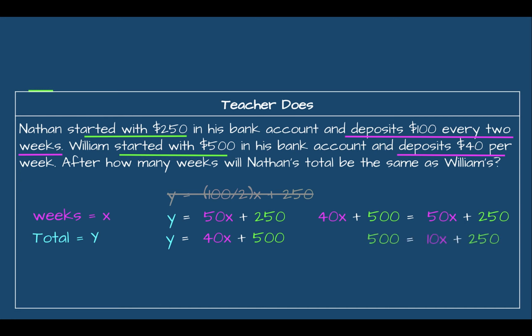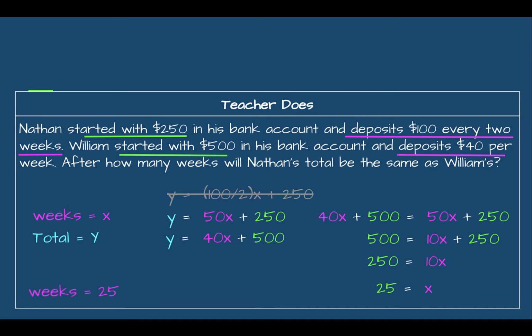First, let's subtract 40x from both sides. Then let's subtract 250 from both sides. Finally, dividing by 10, I get x equals 25. So, in this situation, we wanted to know how many weeks will they be the same? Well, since when we're finding our solution, we're finding when they're equal, our weeks is x, and x is 25. That means they're equal at 25 weeks.